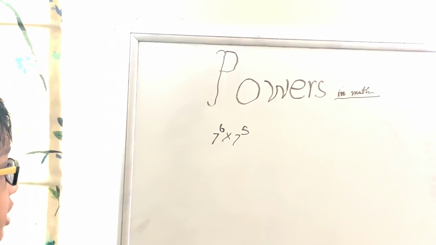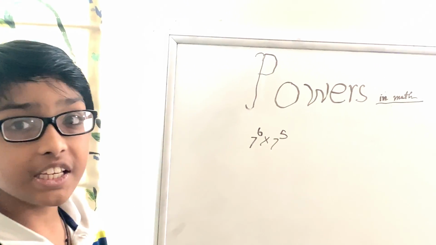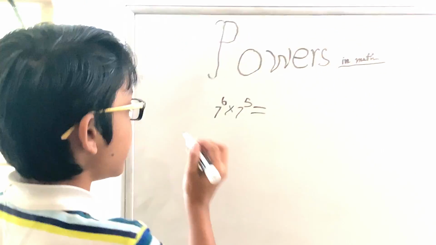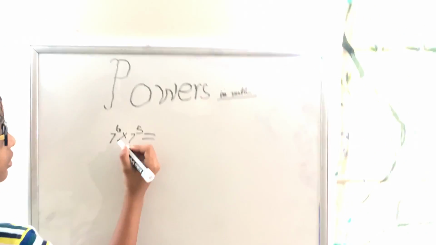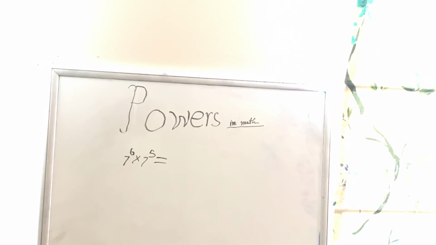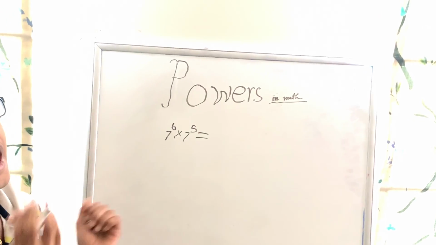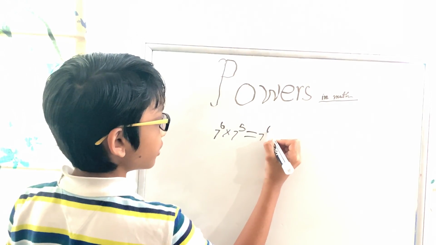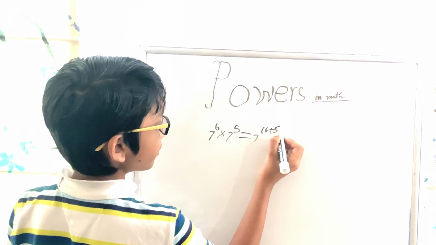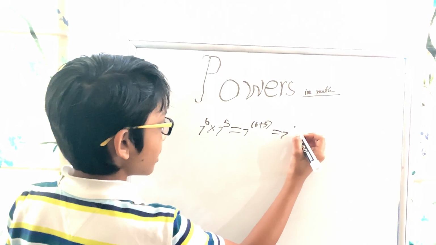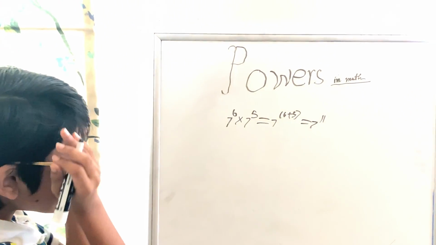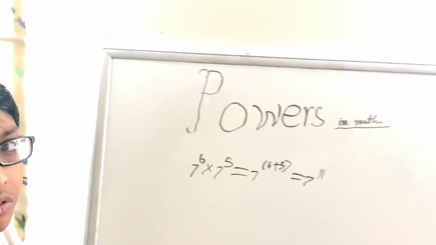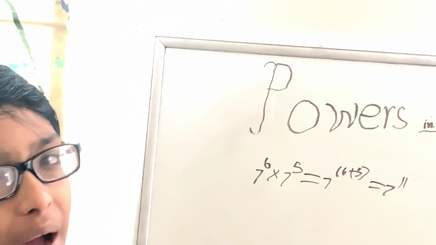So now, if it is times, and since the bases are equal, we add the exponents with the same base. If this is addition, don't make that mistake. Then you have to evaluate the powers and then add them. So 7 power 6 times 7 power 5 equals 7 power 6 plus 5, which equals 7 power 11. I'm not really telling you to evaluate, but sometimes you need to. Most of the time you just write the final power.